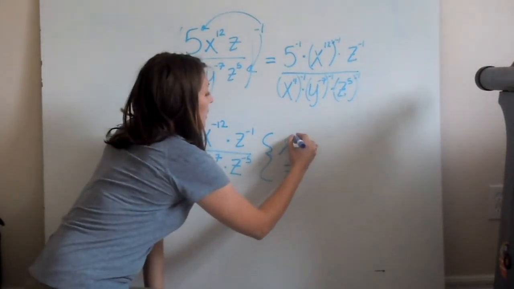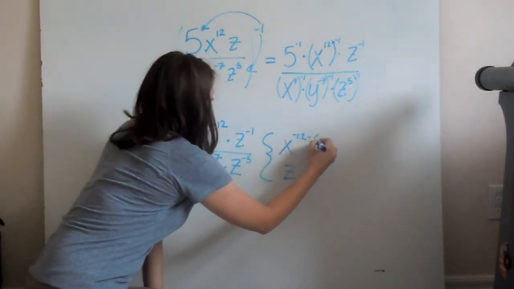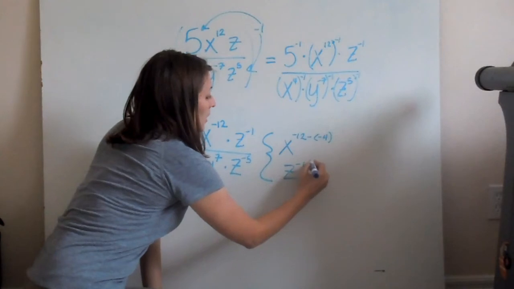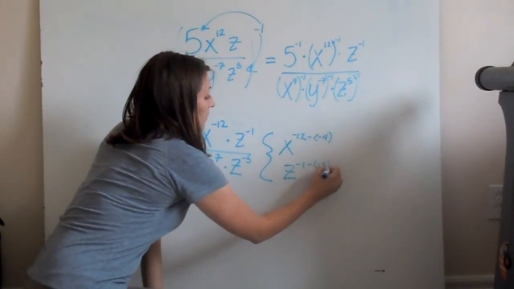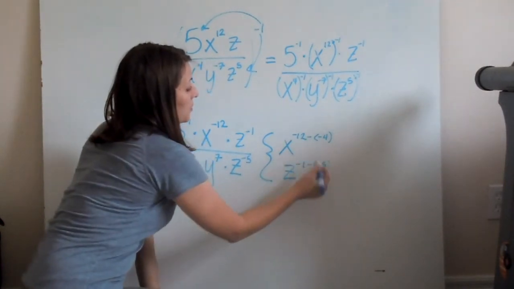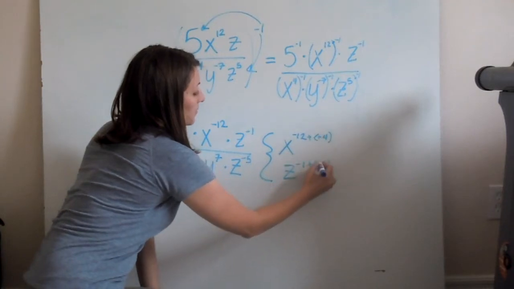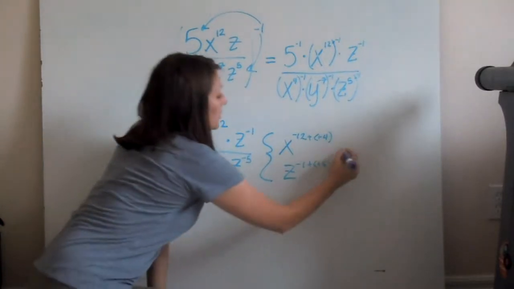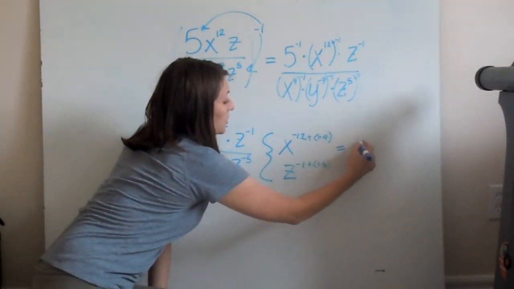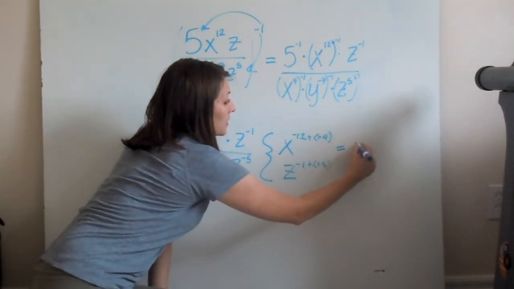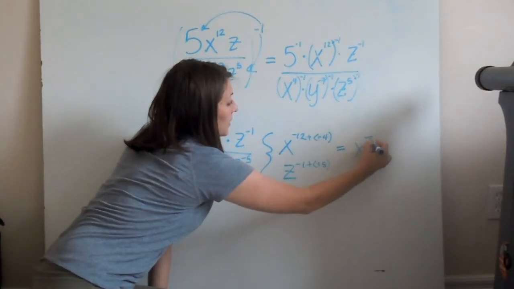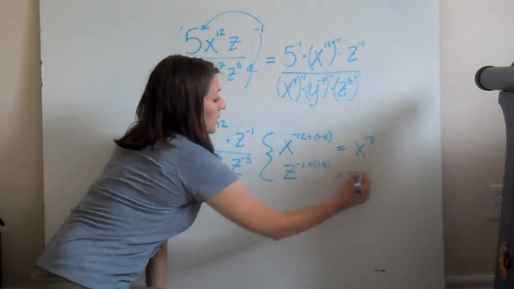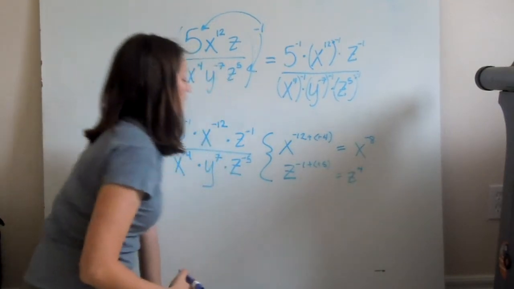So we have x, we have negative 12 minus a negative 4, and the z is negative 1 minus a negative 5. Whenever we have two negative signs next to each other, it's going to be plus a positive. Okay, so I have a negative 12 plus a positive 4. That means I'm going 4 steps towards the positive side. That gives me negative 8. And negative 1 plus 5 is going to give me 4 for my exponent.